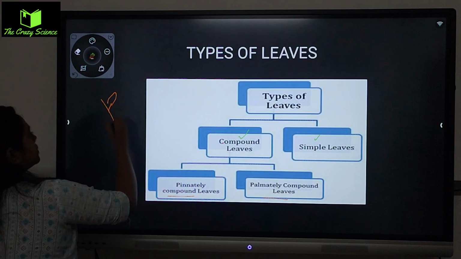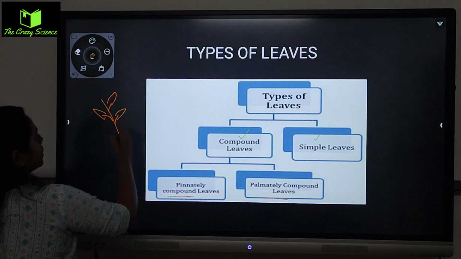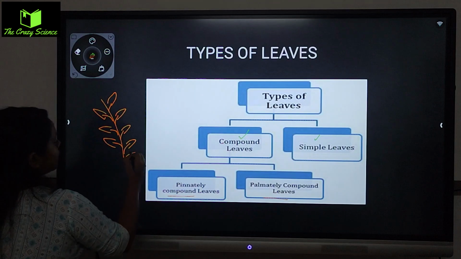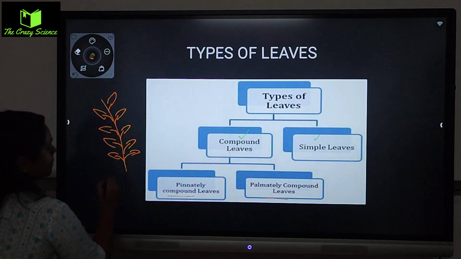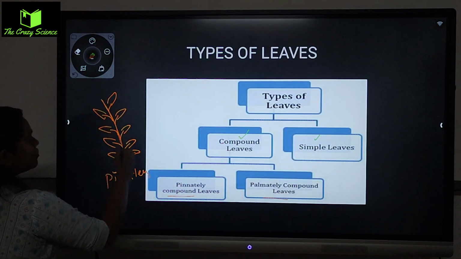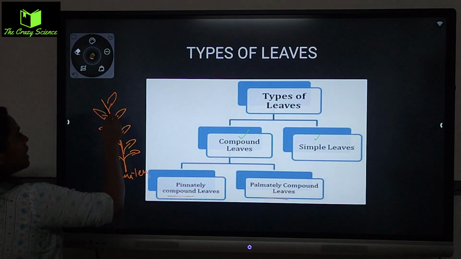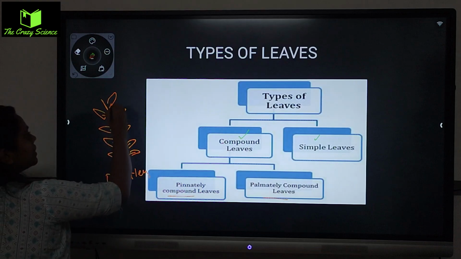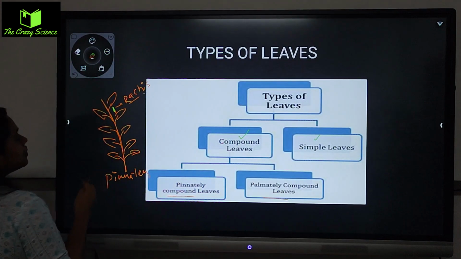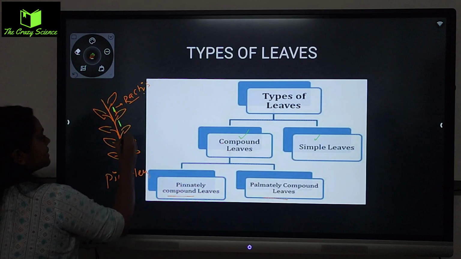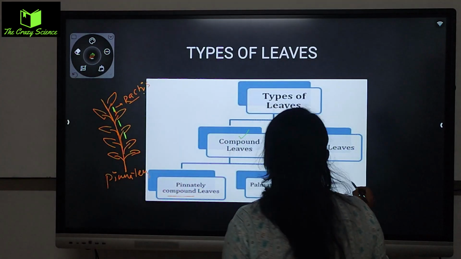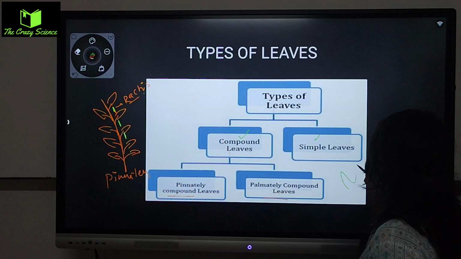This is how the leaves are arranged over the stem, and this kind of leaf is called the pinnate leaf. Multiple leaves are present over a stem, and in between there is a gap. This gap is called the rachis. In between these two leaves there is a gap. This is called the rachis. So this is a pinnately compound leaf.